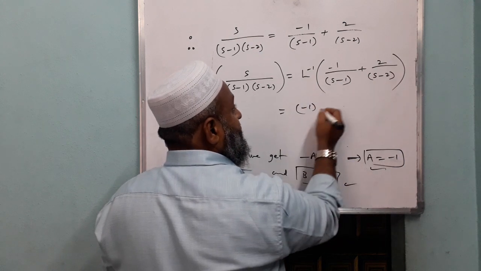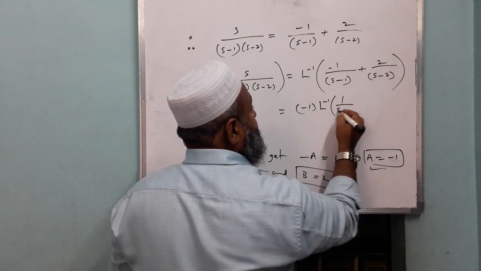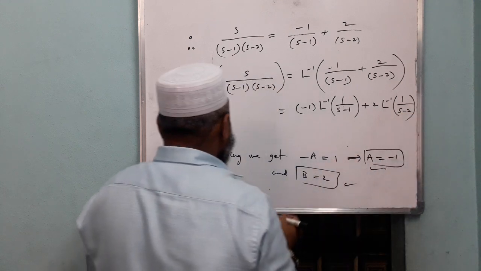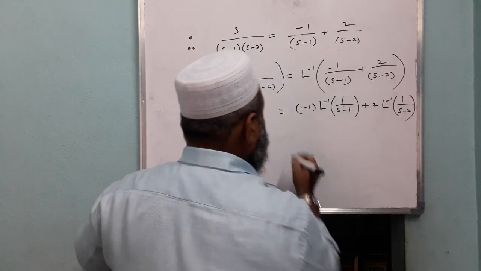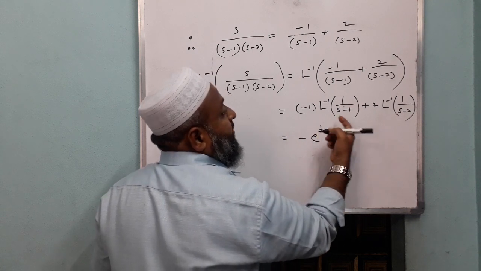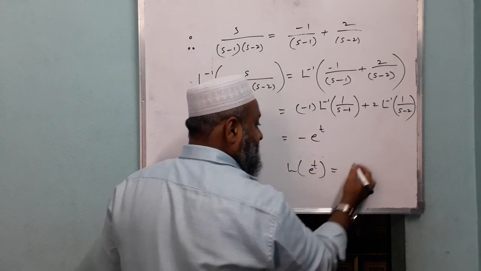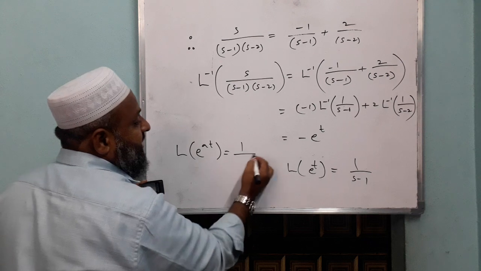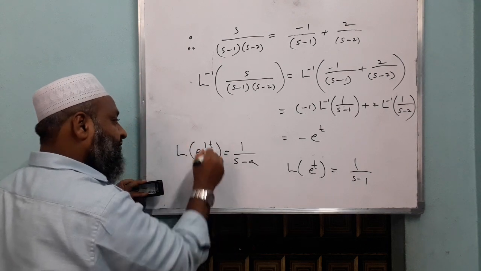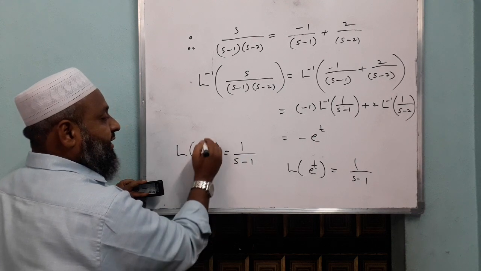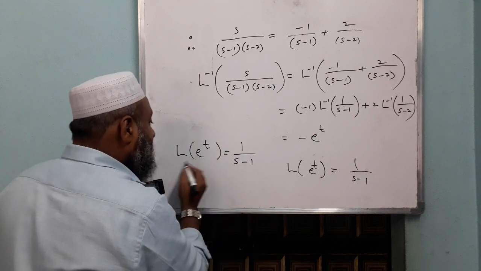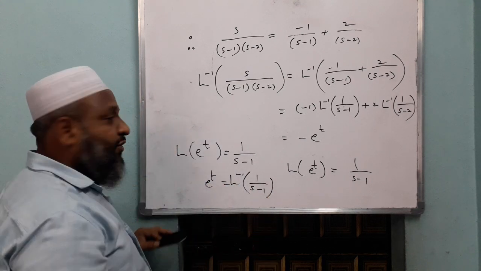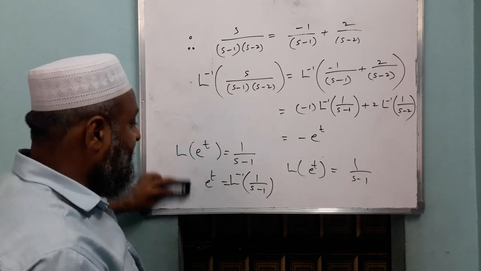So this constant comes out, and minus L inverse of 1 by (s minus 1) plus 2 times L inverse of 1 by (s minus 2). Now that is equal to minus e to the power of t, because L of e power t is 1 by (s minus 1). You know about it, because L of e power at is 1 by (s minus a), and when a is 1, it is this one. So L inverse of 1 by (s minus 1) will be e power t. If you know the Laplace transform, you can tell the inverse very easily.